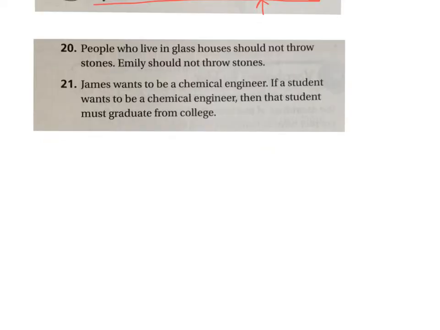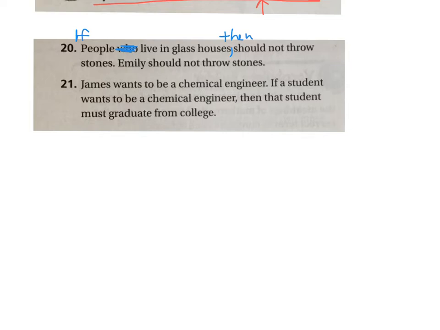Okay, a little on law of detachment. This number 20 here says people who live in glass houses should not throw stones. I'm going to make it even simpler than that on the quiz and give you an if-then statement. So I'm just going to write that in here so you see how it's going to look. If people live in glass houses, then they should not throw stones. And it says Emily should not throw stones.